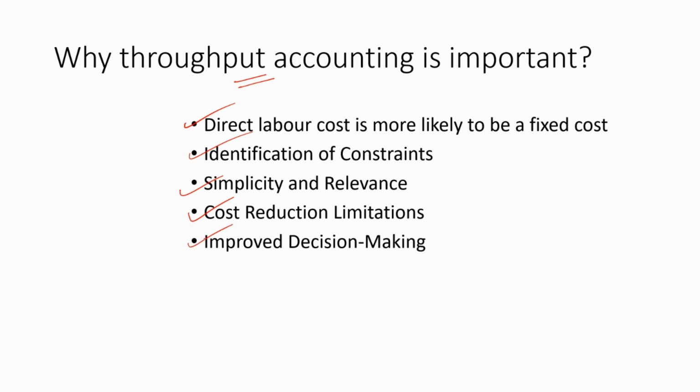Improved decision making. Throughput accounting provides managers with a more comprehensive view of the financial implications of their decisions by focusing on maximizing throughput, reducing unnecessary operating expenses, and minimizing investment. Managers can make more informed choices related to pricing, product mix, capacity utilization, and resource allocation. This leads to better decision making that aligns with the organization's financial goals.